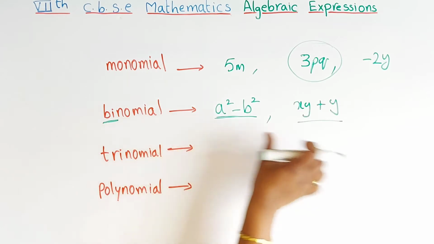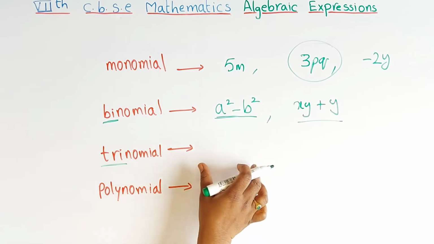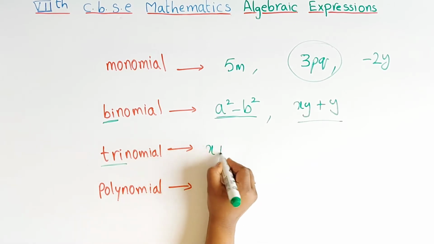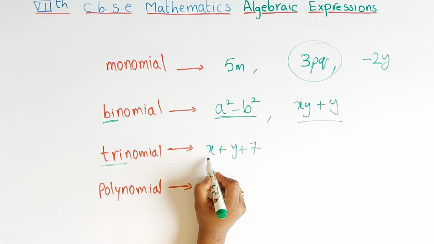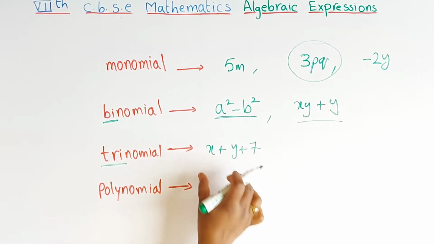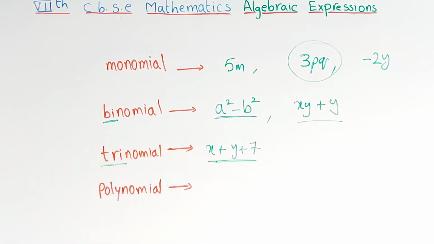These are binomials. Trinomials. Tri means three. In any algebraic expression, if you see three terms, those are called trinomials. Example, x plus y plus 7. In this expression, x is one term, y is one term and 7 is another term. We have three terms here. This is called a trinomial.